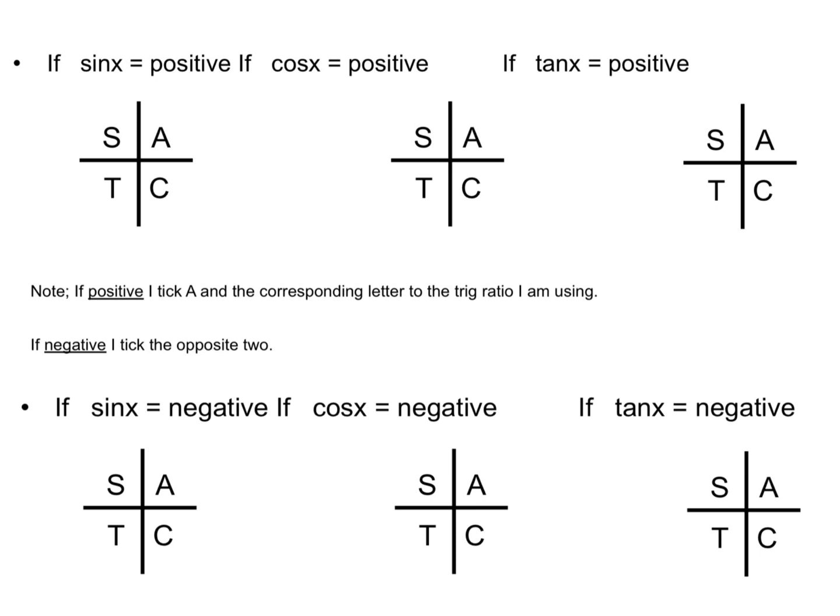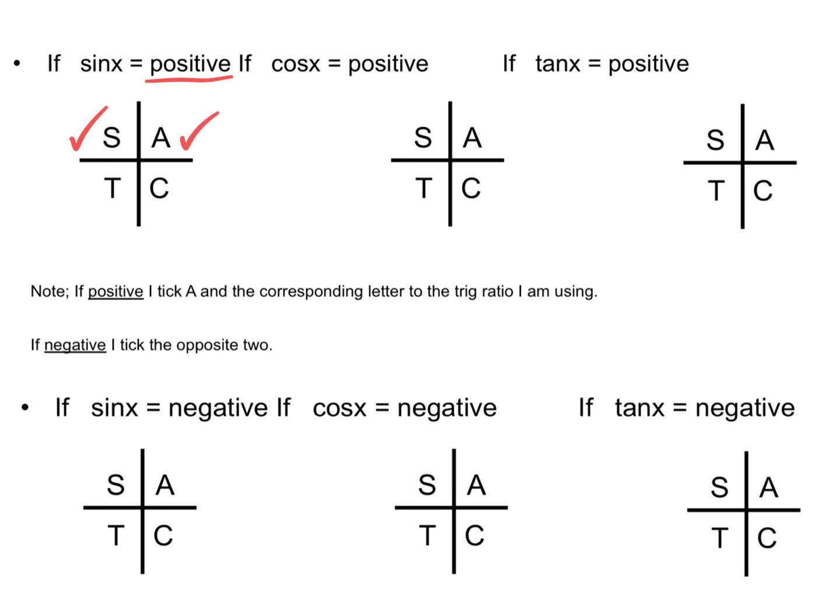So if in a trig equation we end up with sine of x equal to a positive value, that might be something like sine x equals a half, sine x equals a third, but a positive value. We know the sine graph is positive here, because all graphs are positive there, and we know the sine graph was positive here. So if sine is positive, we tick A for all and S for sine.